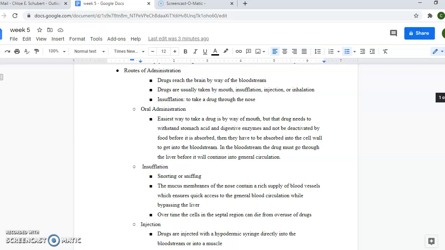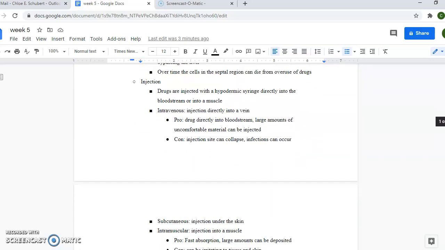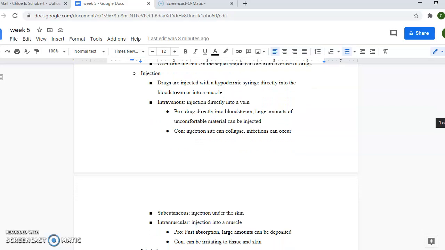Insufflation is snorting or sniffing through the nose. The mucous membranes of the nose contain a rich supply of blood vessels, which ensures quick access to the general blood circulation while bypassing the liver. Over time, the cells in the septal region can die from overuse of drugs.